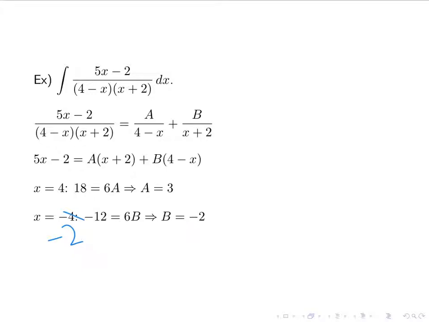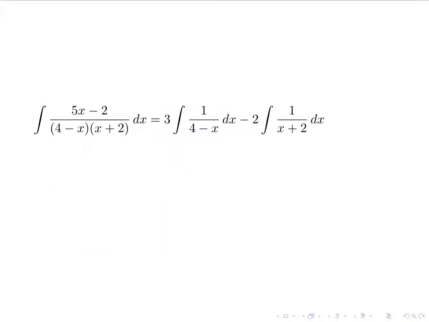Again, you can always double check it. Plug in your A and B up to here. Do out the math. Again, the cross multiplication, make sure you get what you started off with. So now I am going to plug in. I plugged in my A and B. I also pulled them out because, again, they're coefficients. I'm allowed to do that.